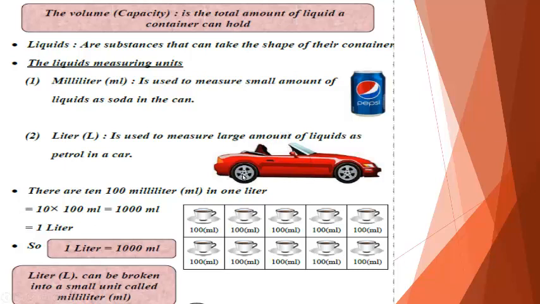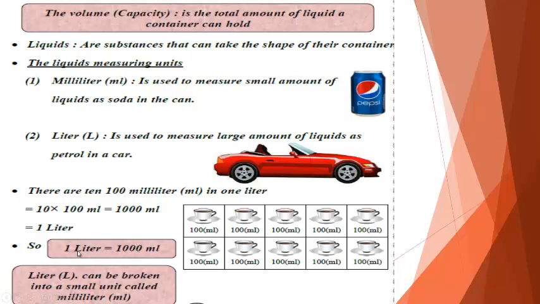What's the meaning of that? Let's see. If I have this cup equals 100 milliliter, and this is 100 milliliter, and this is 100 milliliter, and this is 100 milliliter. If I have 10 of these 100 milliliters, it means that I will have 1000 milliliter. 1000 milliliter equals 1 liter. So 1 liter equals 1000 milliliter. Again, this is a very important point.